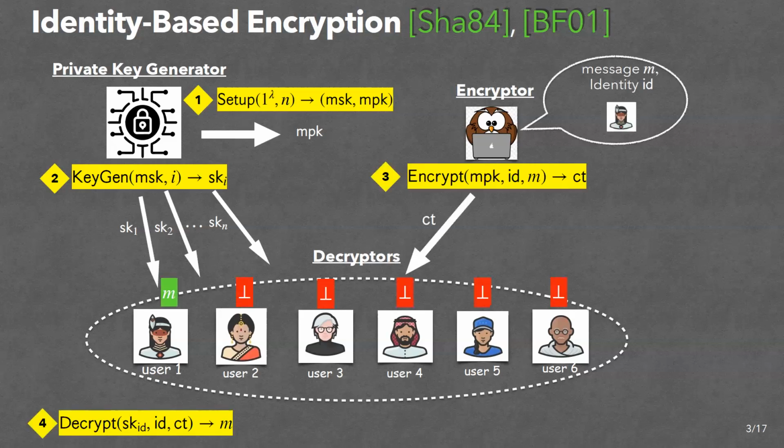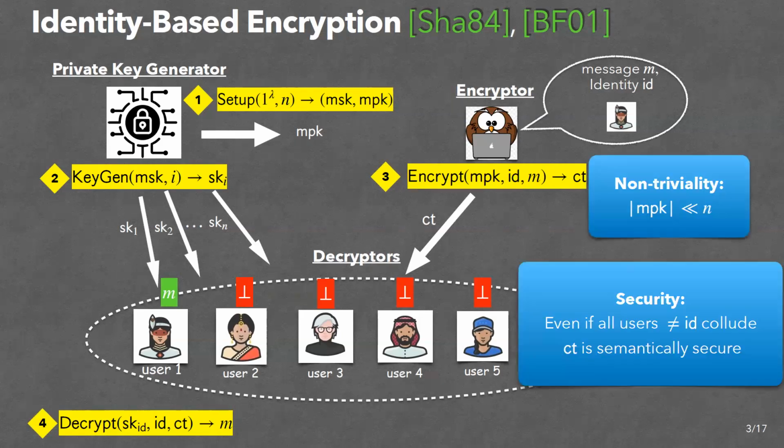And after that, everything works as promised: an encryptor can use the master public key to encrypt with respect to an identity so that only this identity is able to decrypt. For security, we demand that even if all the other users, except for the identity, collude, the ciphertext remains semantically secure. And there is an important property that I call non-triviality, which says that the master public key should be succinct, much smaller than the number of decryptors in the system. Otherwise, identity-based encryption could be trivially realized by public key encryption.